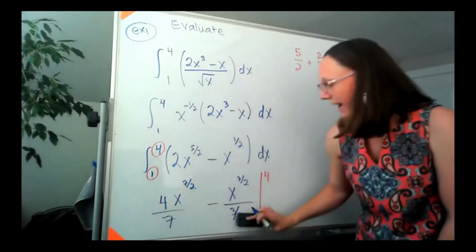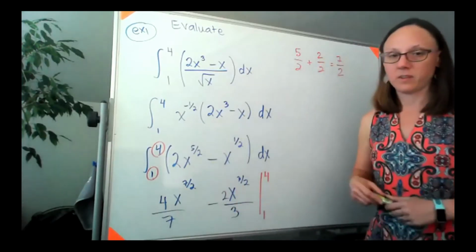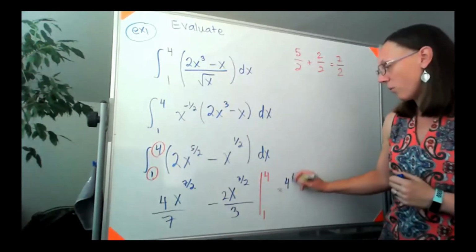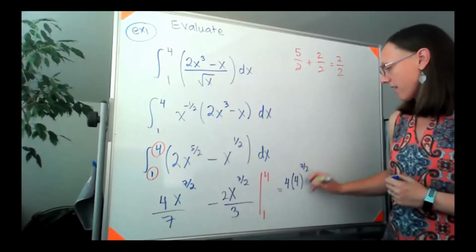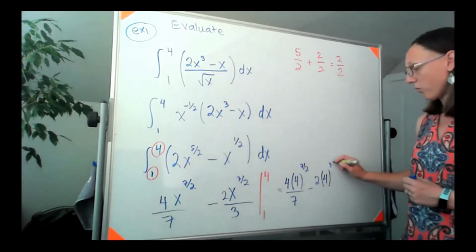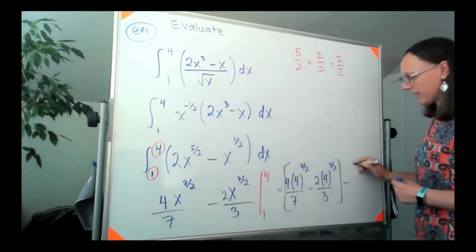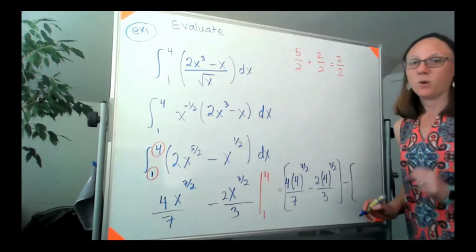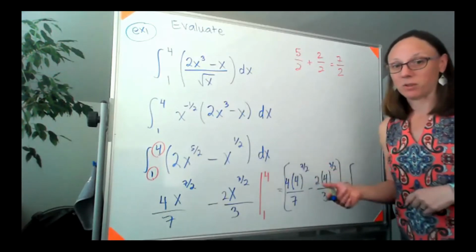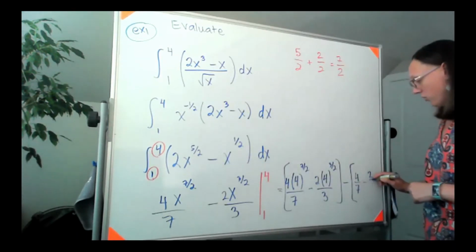And dividing by 3/2 is the same as multiplying by 2/3. So when I plug in those endpoints, I'm going to end up with 4 times 4 to the 7/2 over 7 minus 2 times 4 to the 3/2 over 3 minus, and now I'm plugging in the 1. 1 raised to any number is going to be 1. So I'm going to be lazy when I plug in the 1s, and I'm not going to write all the exponents out. That's going to look like 4/7 minus 2/3.